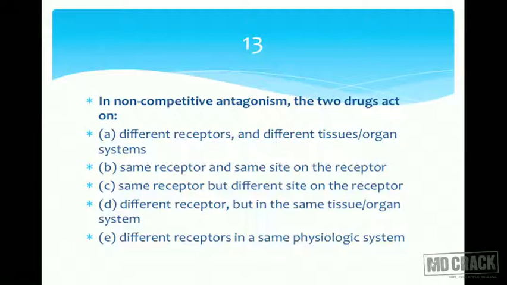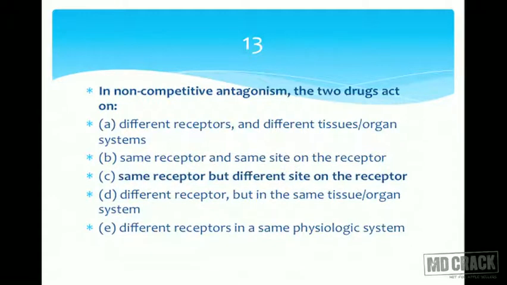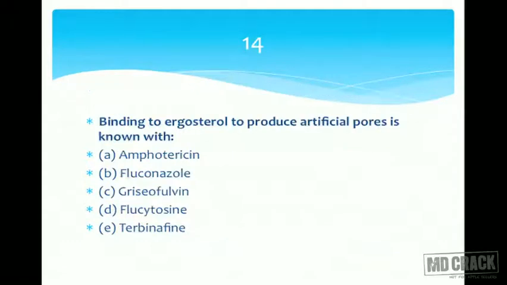I hope it is appearing resolved. In both competitive and non-competitive types of antagonism, the pair of drugs, agonist and antagonist, act on the same receptor. But in competitive antagonism, the two drugs act on the same site on the receptor, and in non-competitive, the two drugs act on the same receptor but at different sites on it. So that was question number 13. I'll show you the answer: same receptor but different site on the receptor. Let's move on to the next question.